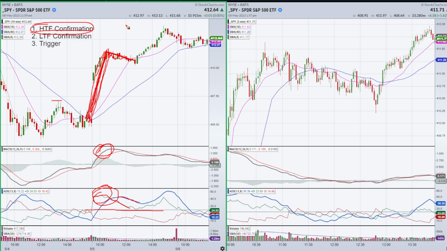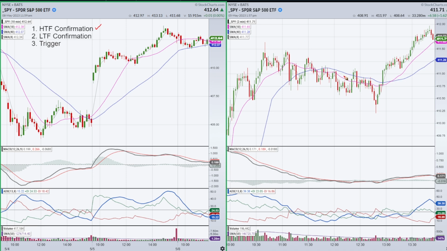So step number 1 is making sure we are basically trending to the upside in some way, shape, or form. I like to see price making a higher high. I like to see MACD and ADX confirming that move. So we have step number 1. That's a check mark. Now we go to the lower time frame.